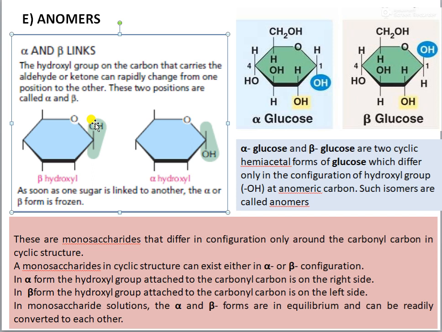So monomers that differ in the configuration of hydroxyl moieties only around the carbonyl carbon, in the cyclic structure, are called anomers. This we have already discussed, and in solution, of course, the alpha form and beta form occur together in equilibrium, and they can easily convert into each other, as we had already discussed earlier.